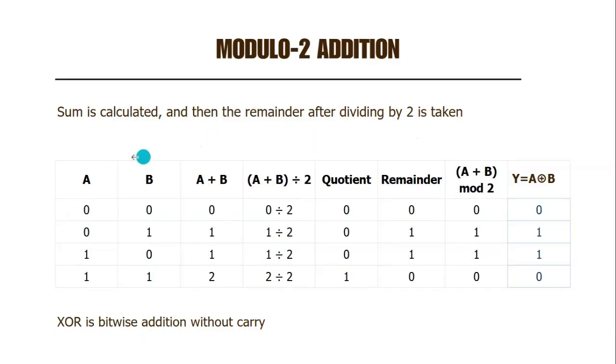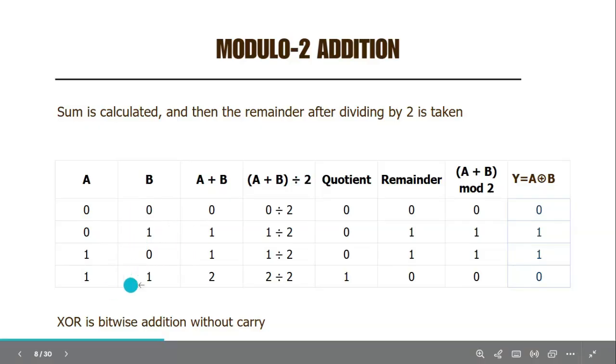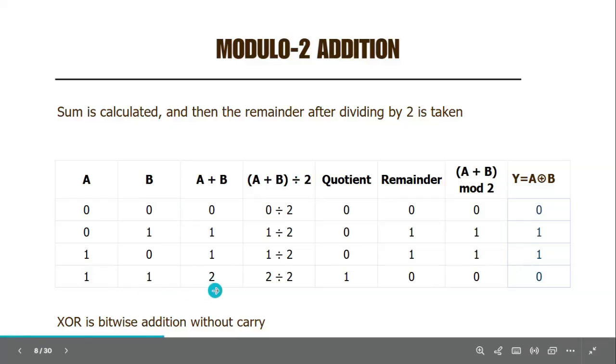Let's try to understand this. These are the two possible input binary combinations for A and B, that is from 0, 0 to 1, 1. In this column A plus B, decimal addition is performed. That is, 0 plus 0 is 0, 0 plus 1 is 1, again 1 plus 0 is 1, and 1 plus 1 is equal to 2.